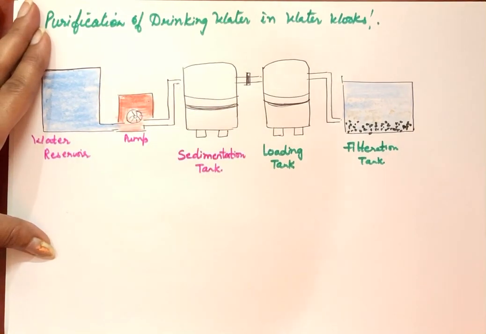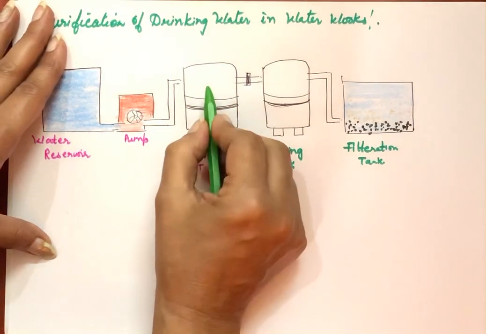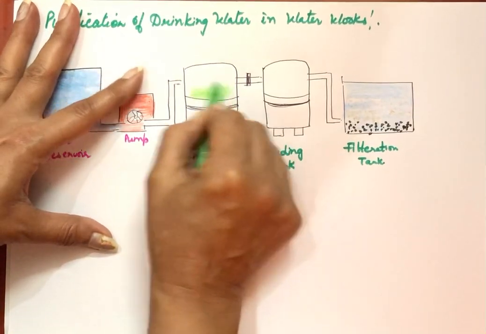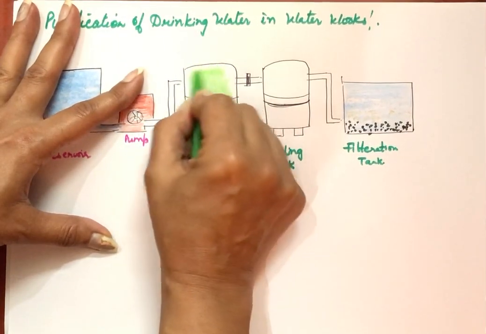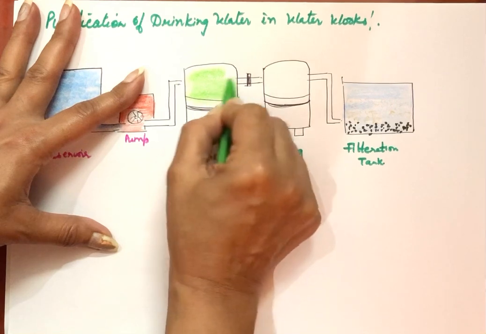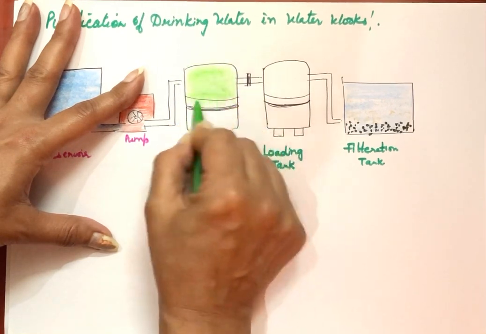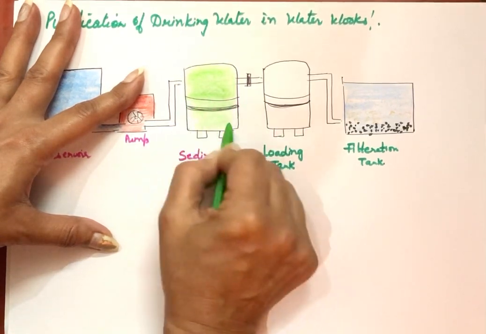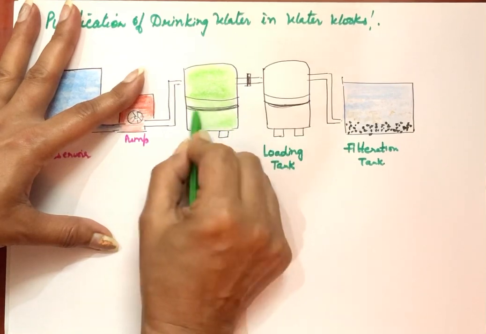Because of alum, what will happen? The particles will become heavy. Which particles become heavy here? Mostly it's the clay particles which will become heavy here. And these particles settle down here in the tank only at the bottom part.